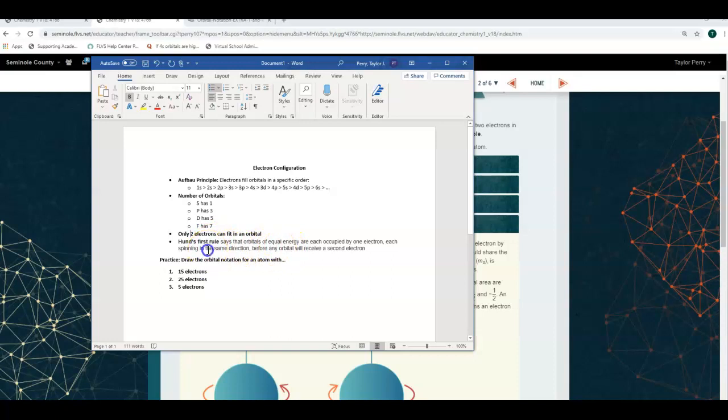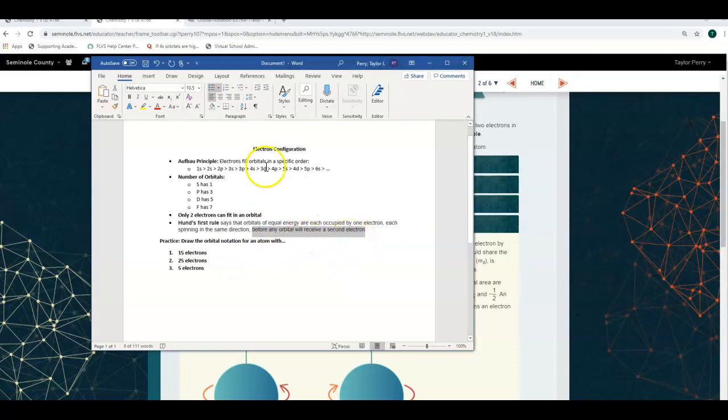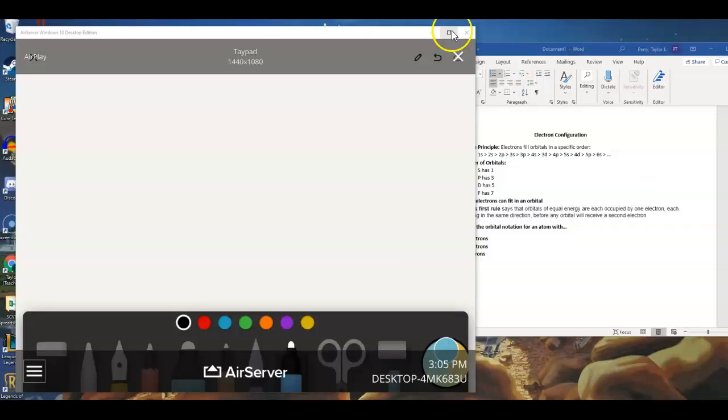Okay, and then lastly, Hund's rule says, and it sounds kind of spooky, that orbitals of equal energy are each occupied by 1 electron, each spinning in the same direction, before any orbital will receive a second electron. Now, I'm going to show you what all this means in just a second.